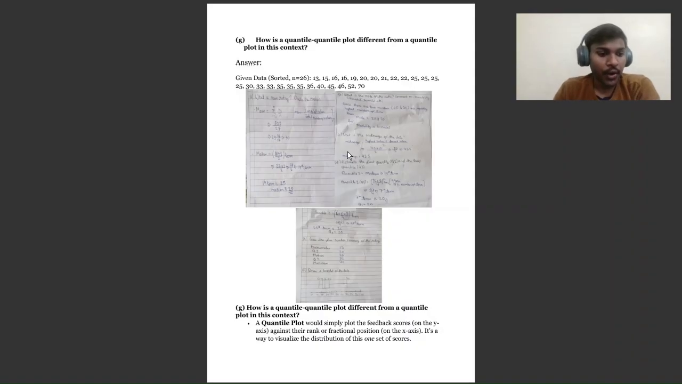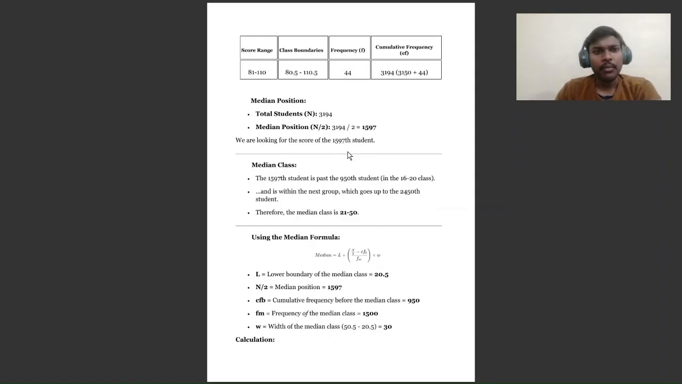Coming upon the box plot. A box plot visualizes the minimum, Q1, median, Q3, and the maximum along with potential outliers.